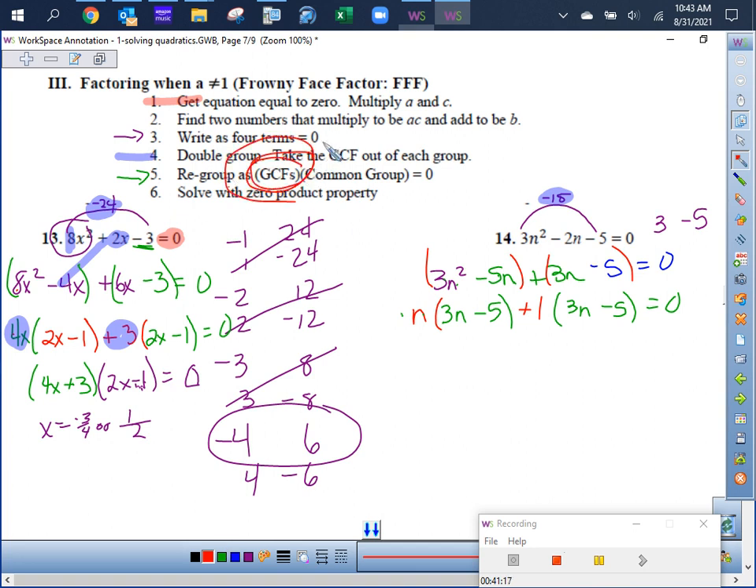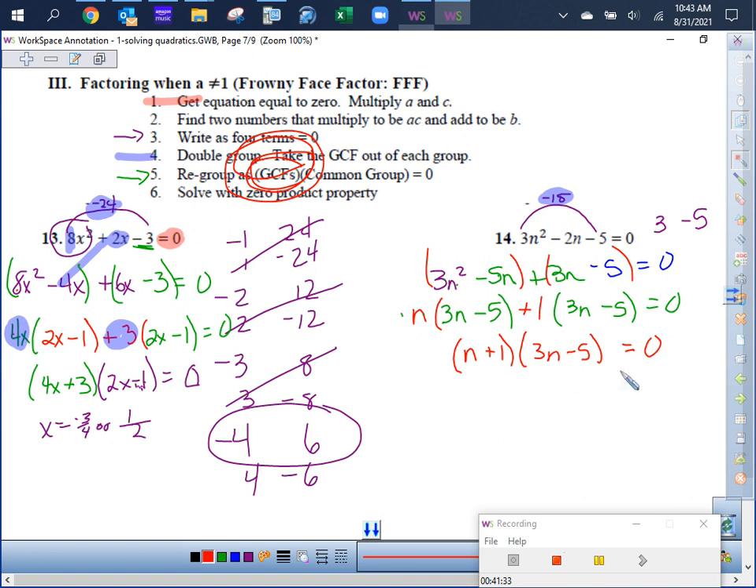First one, make the GCFs a group of their own. The GCFs are what I have in red. What would you like for the group of the GCFs? N plus 1. And then the common group is the green group. Isn't that your 3n minus 5? Didn't switch to green, but still, 3n minus 5.